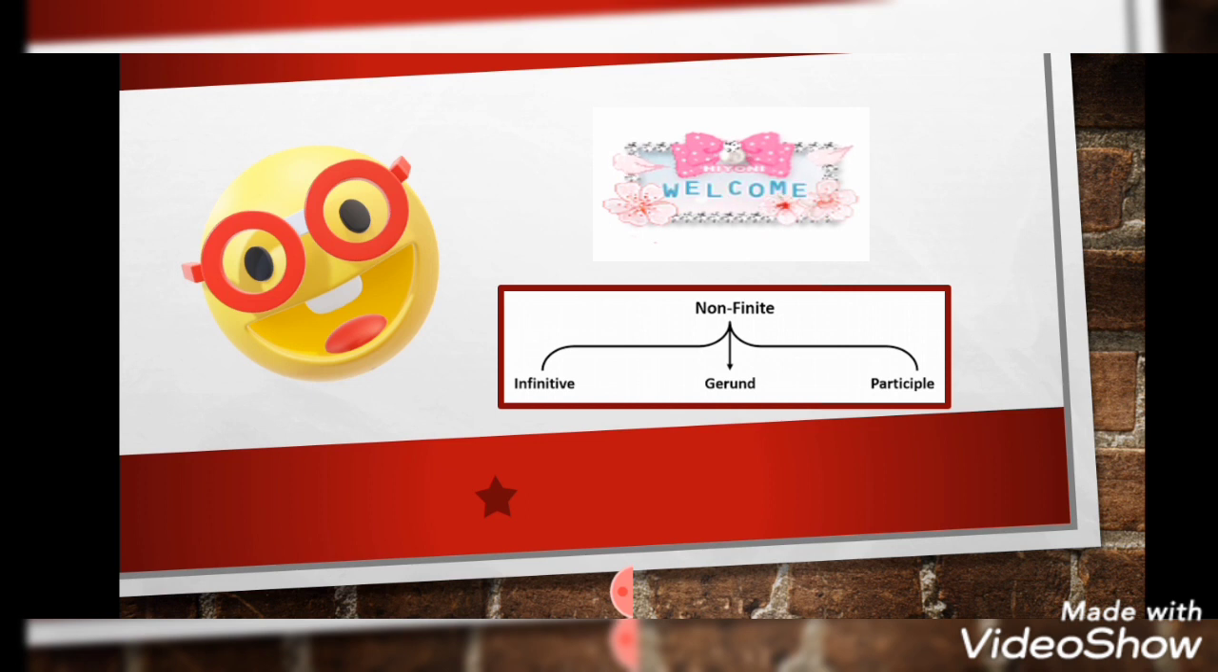In the last video, we have already discussed about finite verb and non-finite verb. And we have seen that in the non-finite verb, three forms were there: infinitive, gerund and participle. So, in this concerned video, we are going to discuss about these three forms. Hope you have understood about the finite verb. So let us rewind once again.